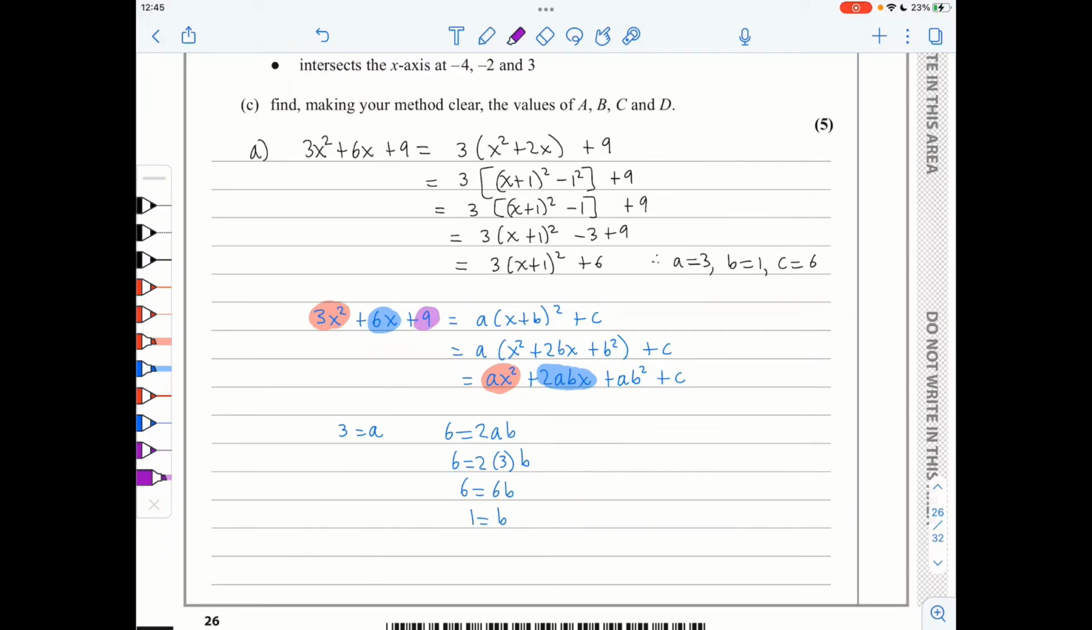And finally, 9 is AB squared plus C. I replace A with 3, B with 1. And I get that 9 is 3 plus C, which gives me 6 is equal to C. An equally acceptable method, maybe a bit longer, but you're still going to score the 3 marks given here.